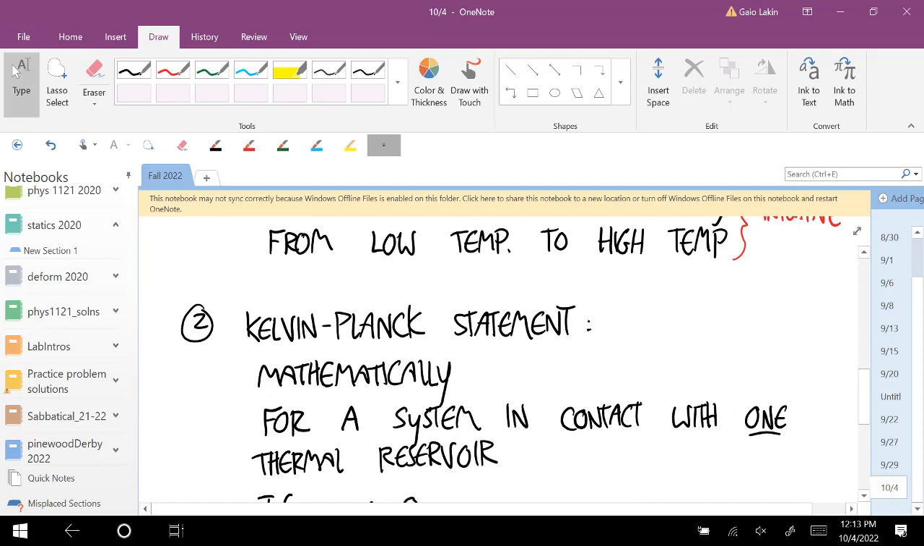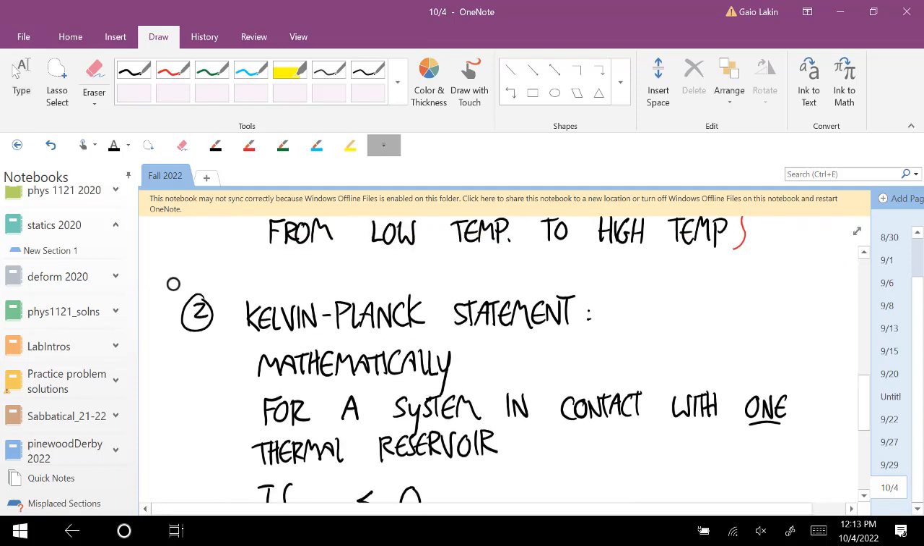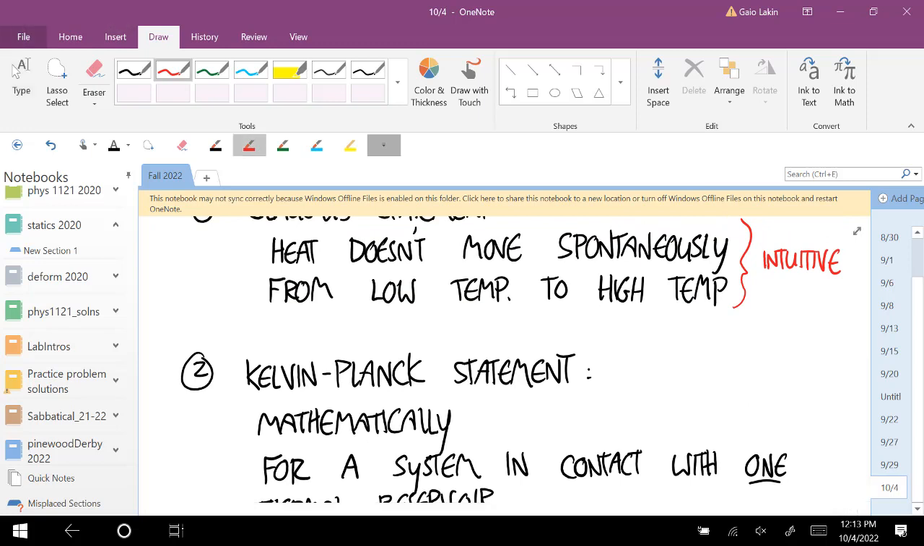So what's the benefit of the Kelvin-Planck statement? I said that the Clausius statement is just the one that we have sort of intuitively in our heads. The Kelvin-Planck statement, so I guess you do use this to define performance measures, but really the main usefulness of this is that you can derive the other stuff from it.